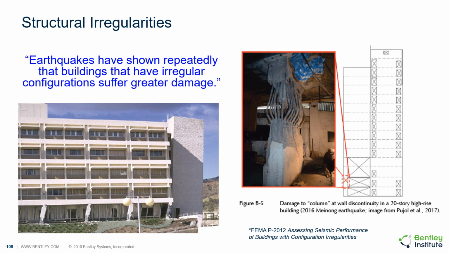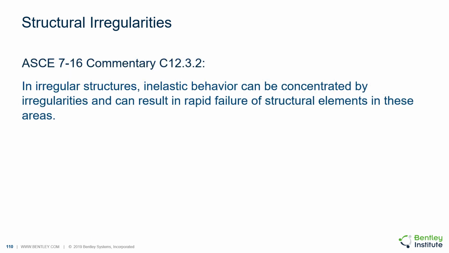The image on the left shows an example of a soft story or weak story irregularity. The bottom story is destroyed while the stories above seem relatively unaffected. The image on the right is an example of an in-plane discontinuity irregularity. The ASCE 7 commentary elaborates.